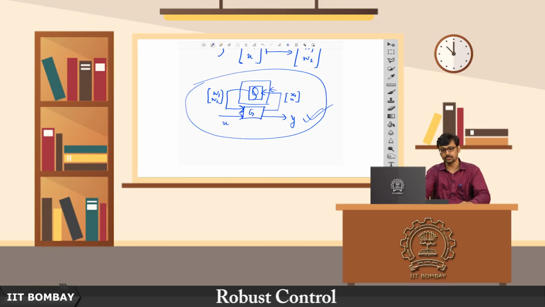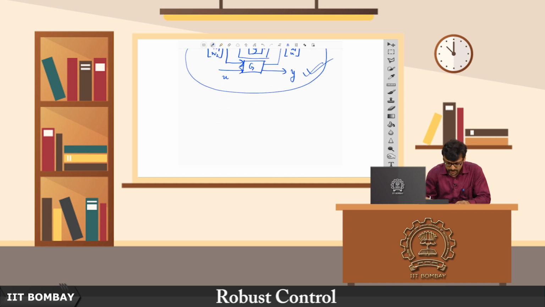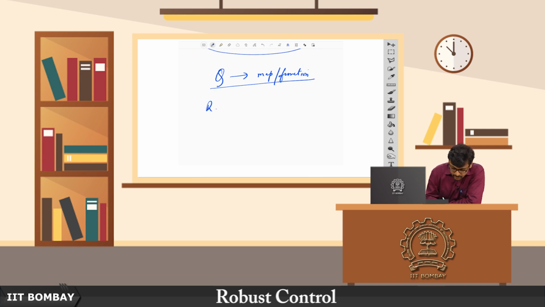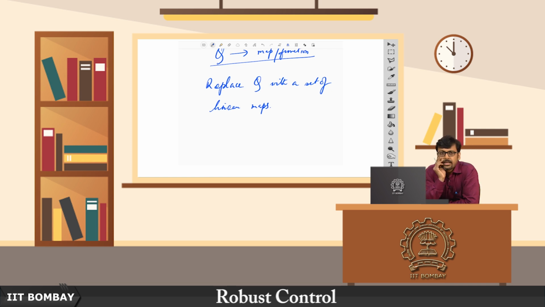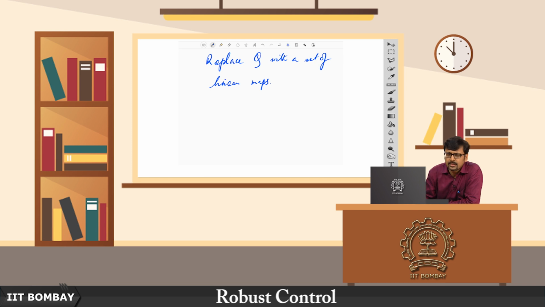And here is the answer to that question. So, what we do is, look, this Q is after all a map, okay, or a function. What we now try to do is, we replace Q with a set of linear maps, okay. Sounds pretty unconventional at this stage probably. So, let me formalize that slightly.